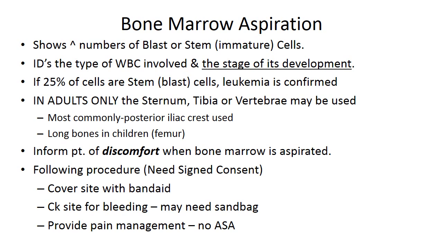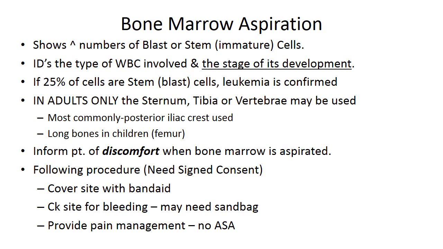Bone marrow aspirations, as we talked about, are what we actually use to diagnose leukemia, and it gives us the number of blast stem cells or leukemic cells within the bone marrow. We are also identifying the type of white blood cell involvement and the stage of its involvement or development. So the bone marrow aspirations are definitive. They tell us the stage of the development of leukemia.